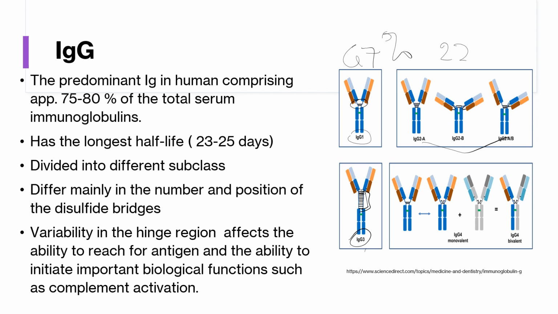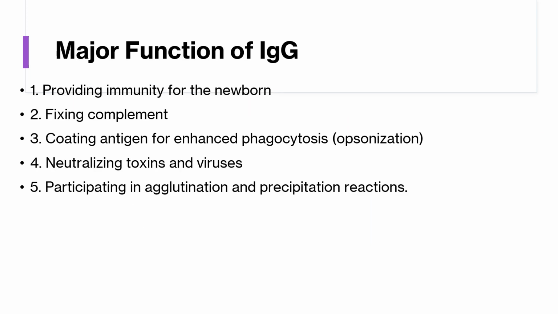Now let's proceed. Okay, so for the major functions of IgG, we have number one, providing immunity for the newborn because IgG can cross the placenta. Although all subclasses of IgG appear to be able to cross the placenta, IgG2 is the least efficient. Second, it also helps in fixing complement. And third, coating antigen for enhanced phagocytosis, or opsonization.